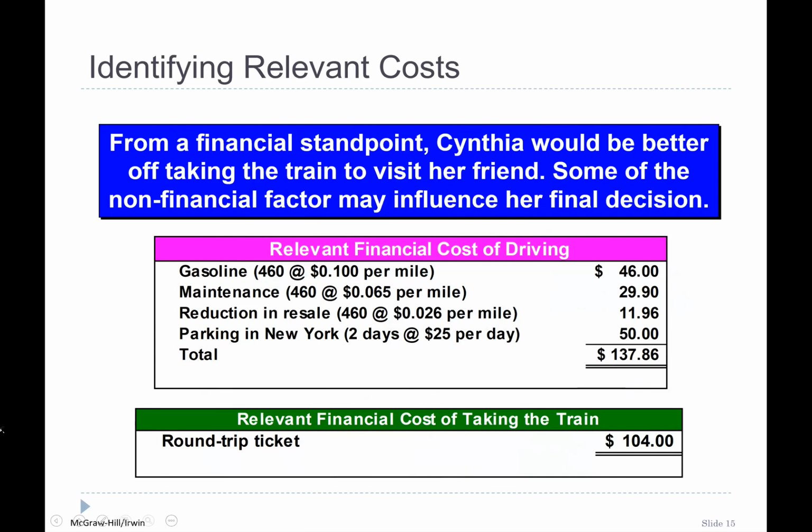Here we go. Now we can see that the round trip is $104. So for the gasoline cost, it is 230 miles to New York, and she also needs to come back 230 miles. So that's why total miles are 460. It means she needs fuel worth $46.